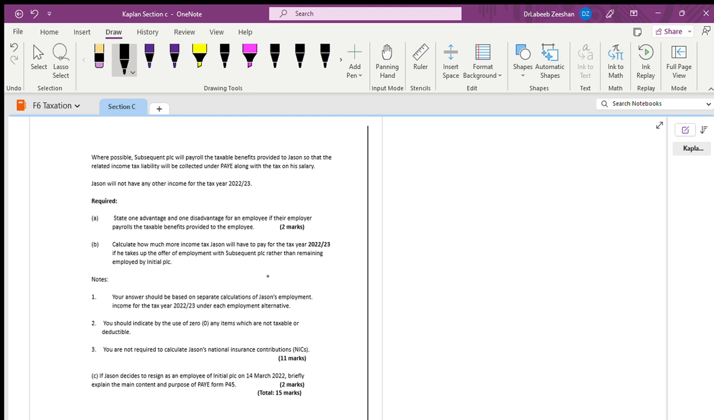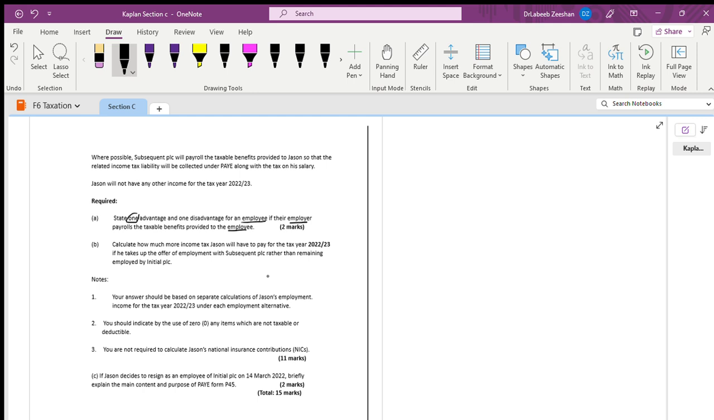State one advantage and one disadvantage of the employee if their employer payrolls the taxable benefits provided to the employee. Means if the employer is going to payroll the tax on any taxable benefits on behalf of the employee, then what are the advantages and the disadvantages? When they are asking for one, we have to be very specific to one only. Even if you know more than one, you should not write.